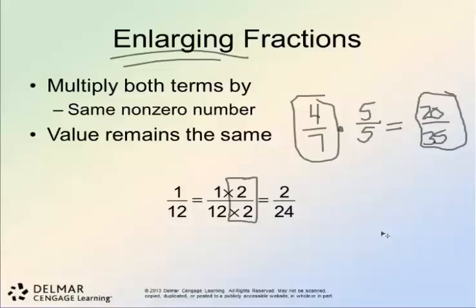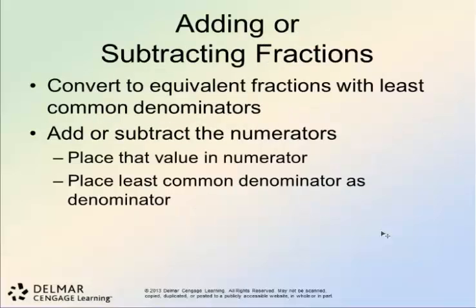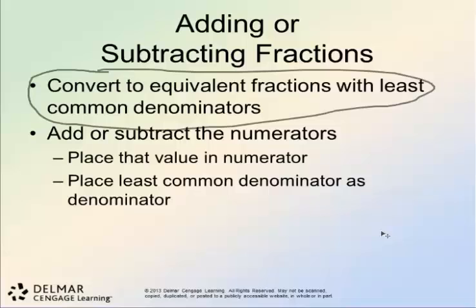It's just we say 20 over 35 is enlarged. But they are equal. They have the same value because all we did is multiply one of the fractions by a form of 1. 5 over 5 is our form of 1. Now, this leads into adding and subtracting fractions, because when we add and subtract fractions, we need a common denominator. So we have to convert to equivalent fractions with the least common denominator by multiplying each one by the necessary form of 1.